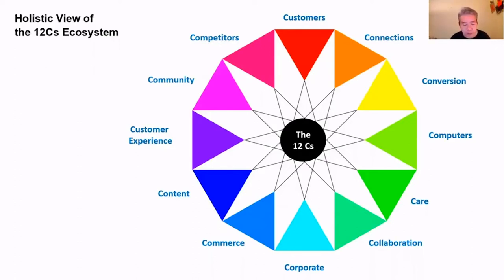It's important to stop looking at the C's as silos. So for example, whether you're launching a new business or creating a new product, when you think about your customer needs and expectations, you should also think about the customer experience, what content is necessary to support them, your commerce strategy for monetizing, and what your conversion rates will be and should be, what computers and databases need to be in place, and then how to deliver great customer care. So you heard a lot of C's, so I'm sure you get the idea.